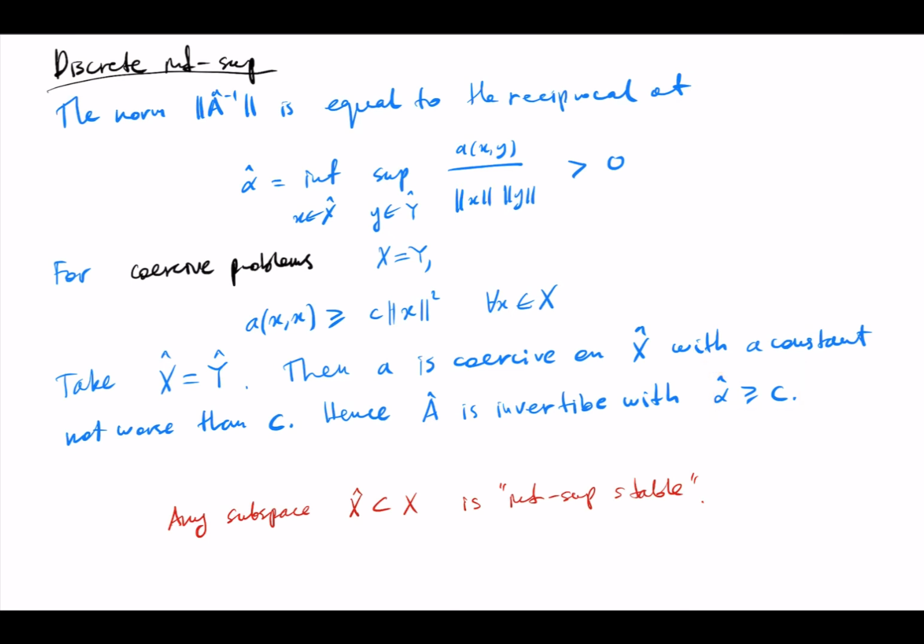So that means we don't really need to check anything if you have coercive problems, and if you take the trial space equal to the test space in the discrete problem, meaning that we are just having a pure Galerkin setting, not a Petrov-Galerkin setting. So we say that any subspace is inf-sup stable in this case.